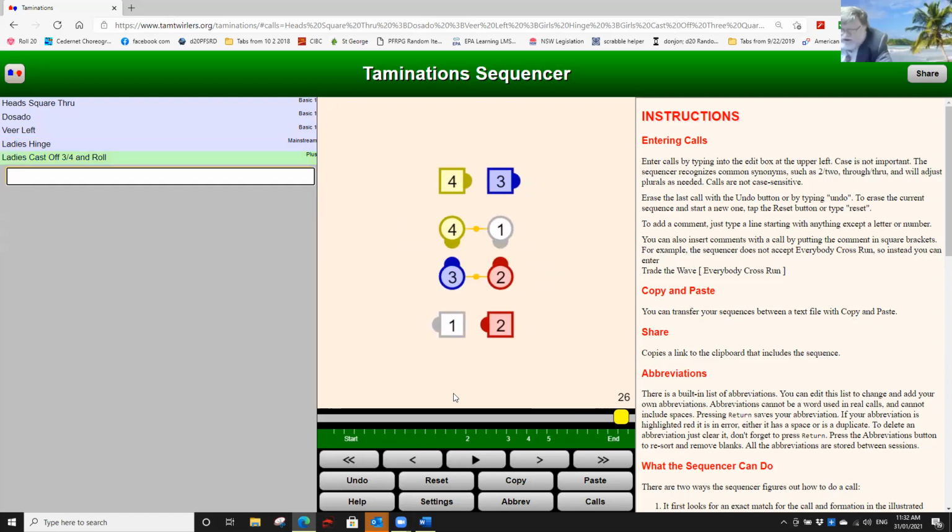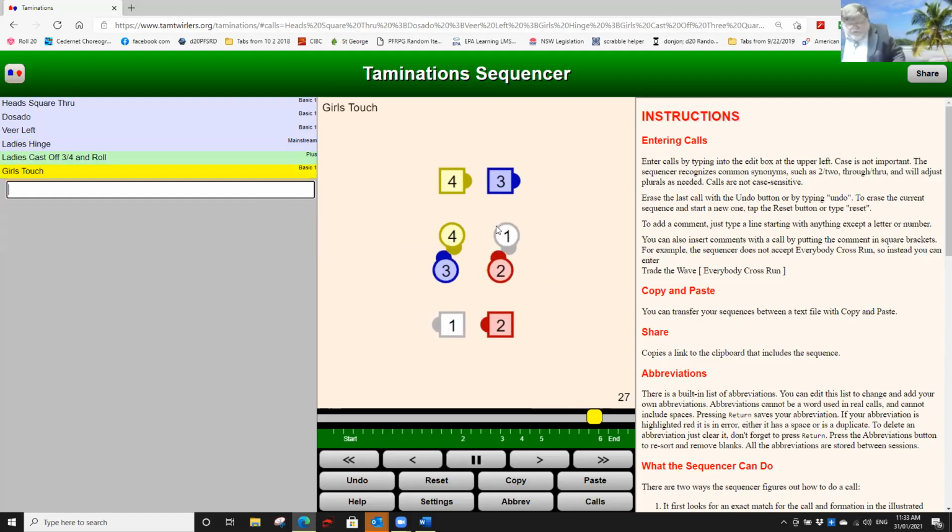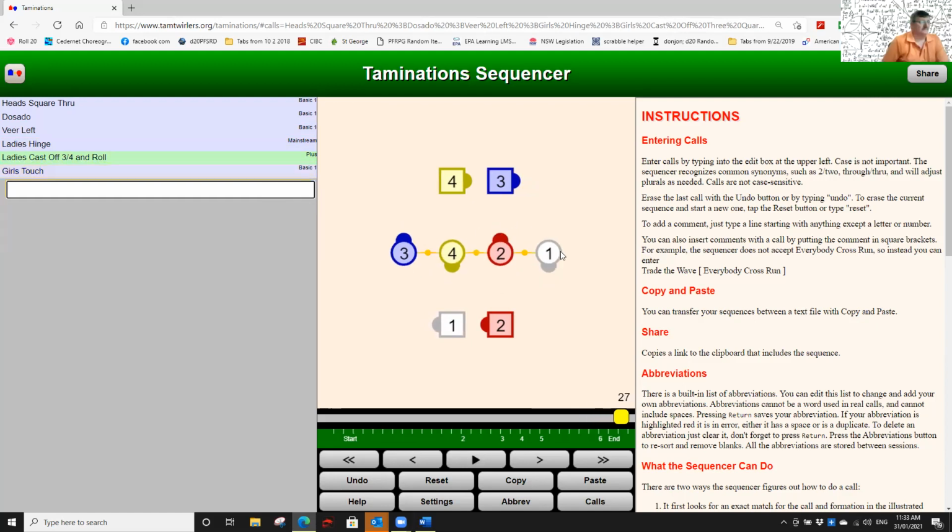Now, what's the sequence for the girls? They're out. The sequence: girls step to a wave. You assume they're still out of sequence. Correct.